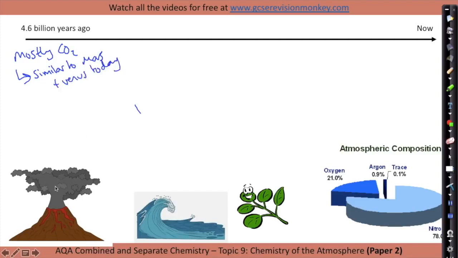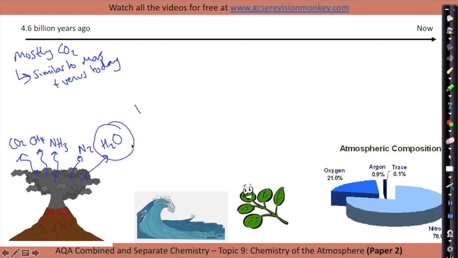Around that time there was a lot of volcanic activity, and these volcanoes were spewing gases into the atmosphere. So we had carbon dioxide going into the atmosphere, but we also had other gases such as methane, CH4, ammonia, NH3, nitrogen as well, and water vapour. That water vapour went on to condense to form the oceans.